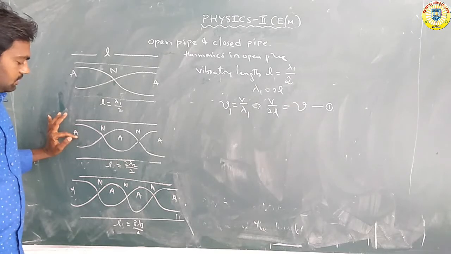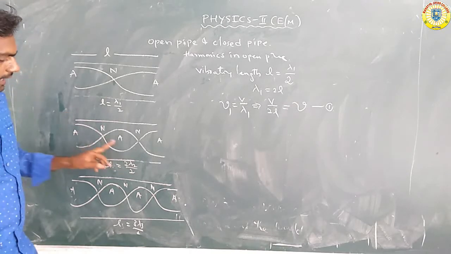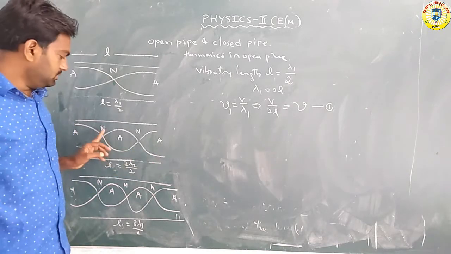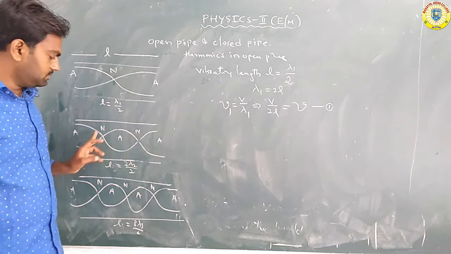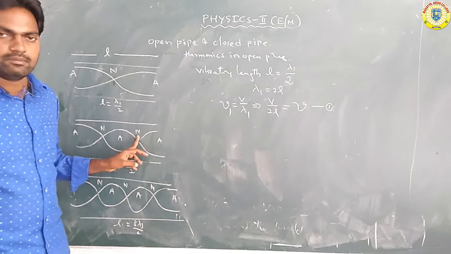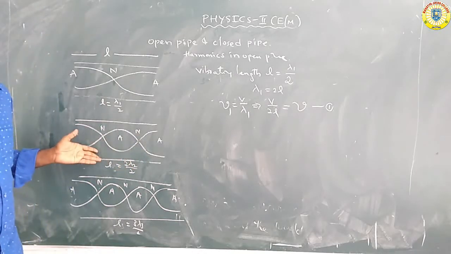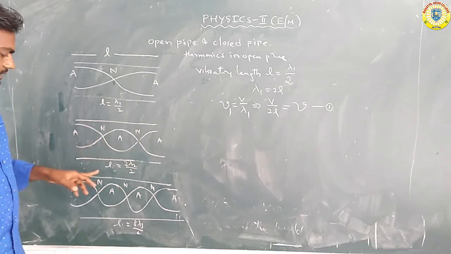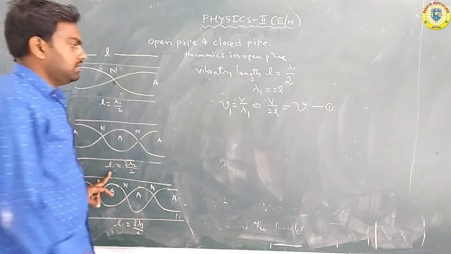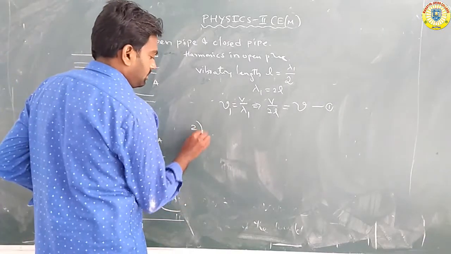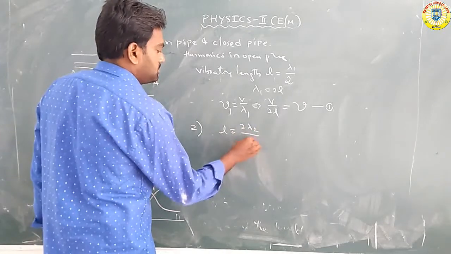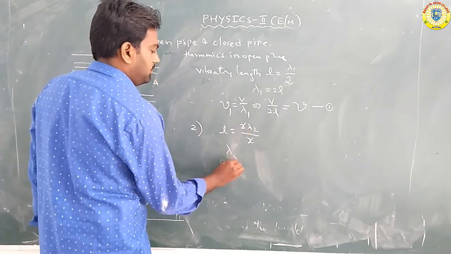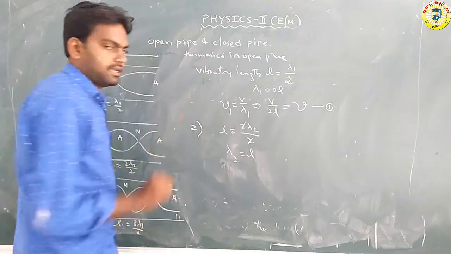The second harmonic contains 3 antinodes and 2 nodes, as shown in this figure. Here the length of the pipe L is equal to 2 lambda 2 by 2. So the 2s are cancelled and lambda 2 is equal to L.